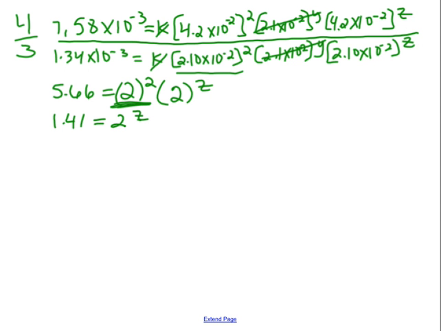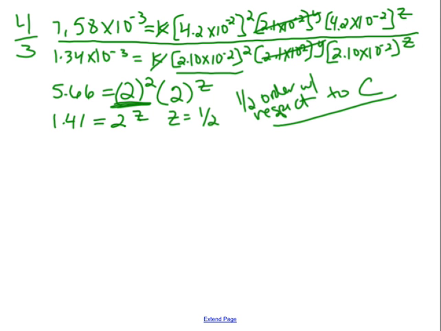Okay, all of us know what 1.41 is, right? What is that? The square root of 2, correct? So what is the value then for that exponent? Square root is half. So z is equal to 1/2. So this is half order with respect to which guy? It was C. So now we know our order for C is 0.5.